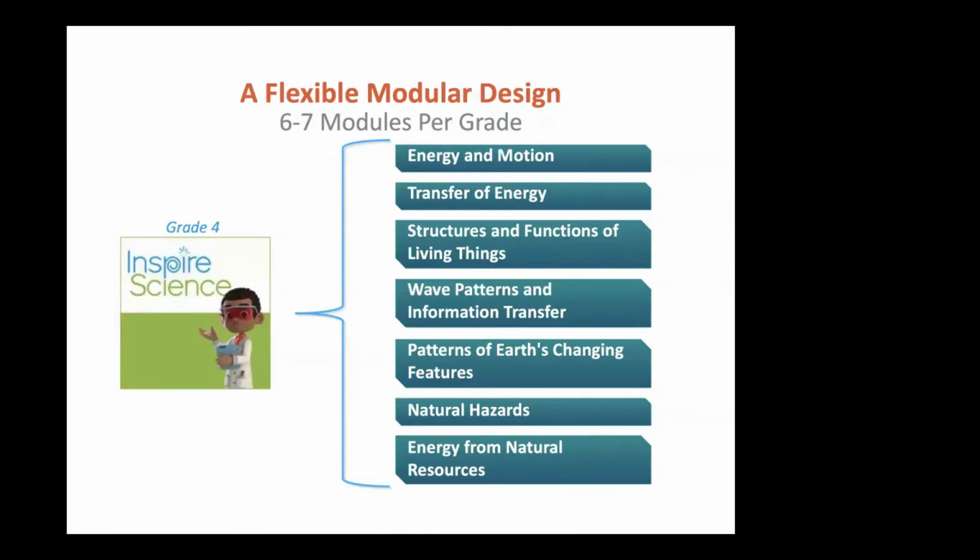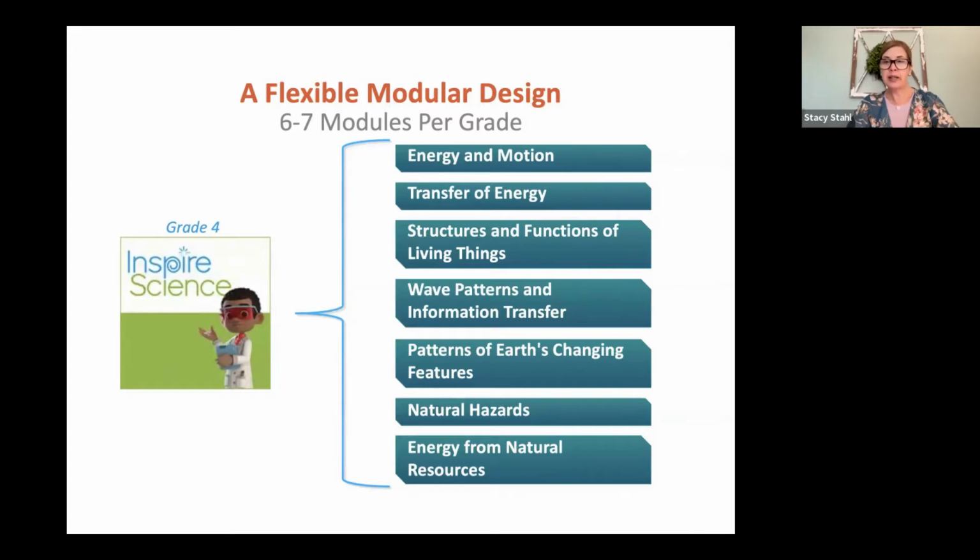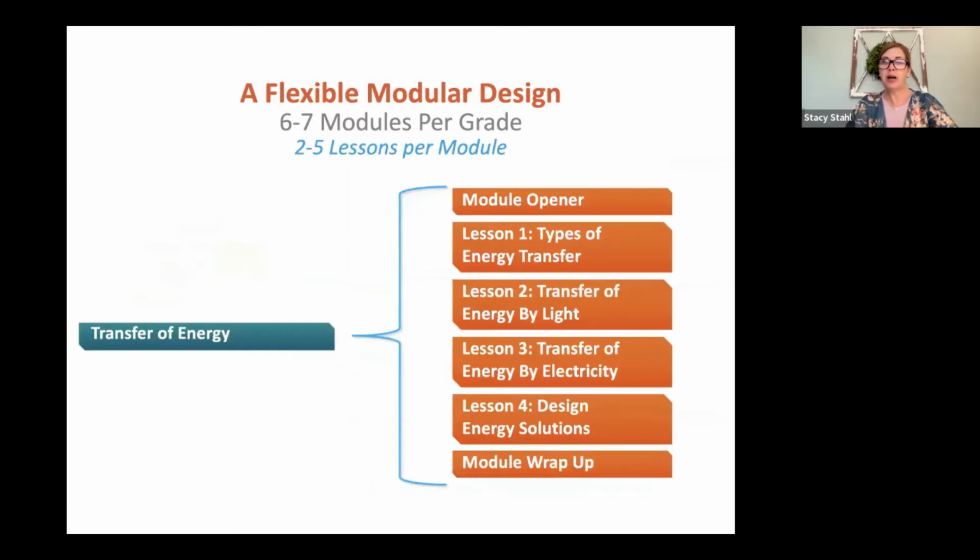Let's now talk about the pacing options and what you have per grade level. So I said earlier that you'll have 4 units in your grade level, and within each unit will have 1 to 2 modules per unit. And you can think of the module like a chapter. So for example, there on the left side, you see one of the chapters or the modules in grade 4 is transfer of energy. And then within that module or chapter, then there are lessons, and there's anywhere from 2 to 5 lessons per module.